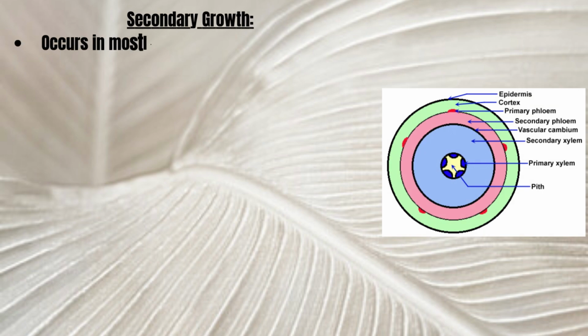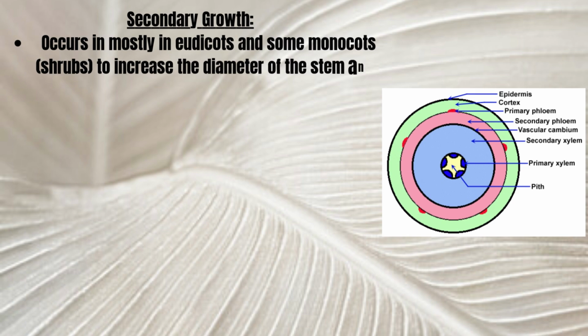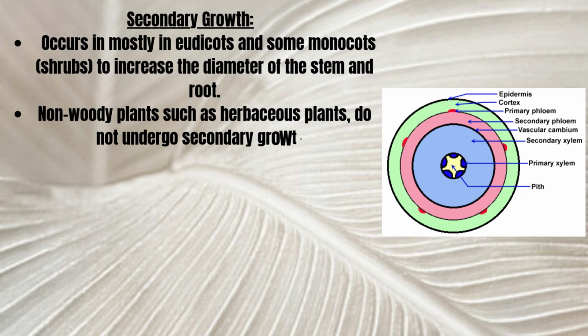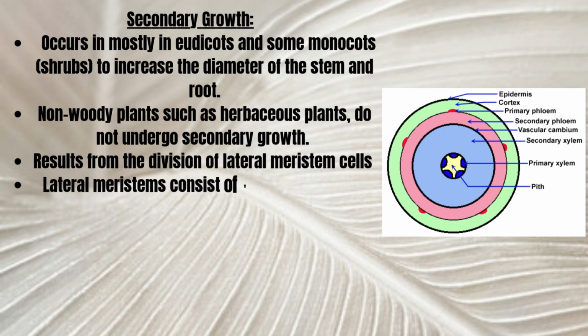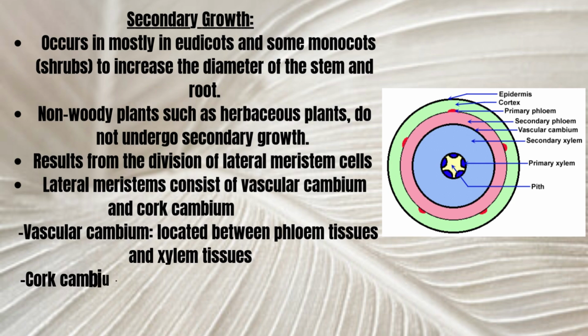Next, secondary growth occurs mostly in dicots and some monocots to increase the diameter of the stem and root. Non-woody plants such as herbaceous plants do not undergo secondary growth. Secondary growth results from the division of lateral meristem cells. Lateral meristems consist of vascular cambium and cork cambium.